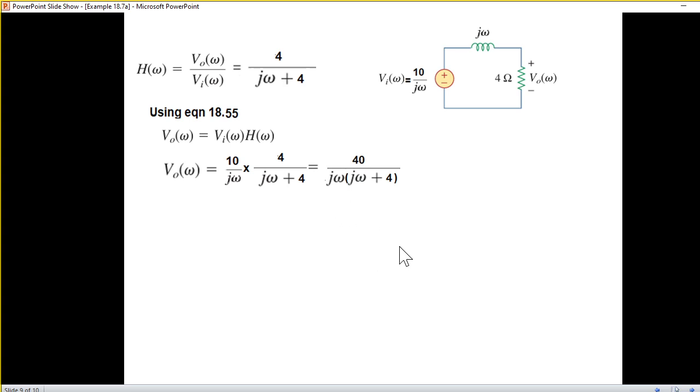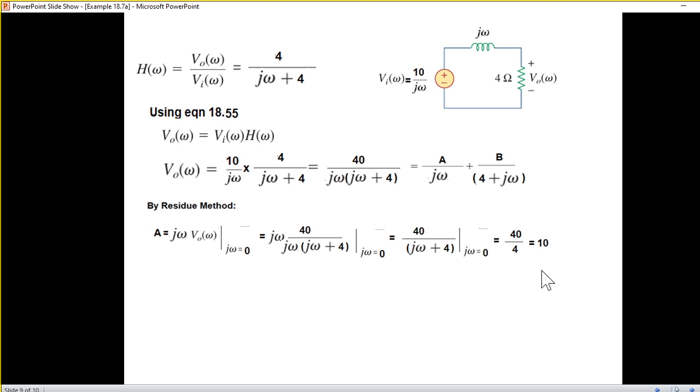There are 2 factors in the denominator, so we have to use partial fractions here also. So A divided by the first factor plus B divided by the second factor. I will not repeat the residue method, I'm just going to write it down. You multiply j omega by V(omega). From here we put 0, that means j omega is equal to 0. V(omega) is this value, then j omega gets cancelled. This is left. Plugging in the value of j omega equal to 0, we get this answer. So A is 10.